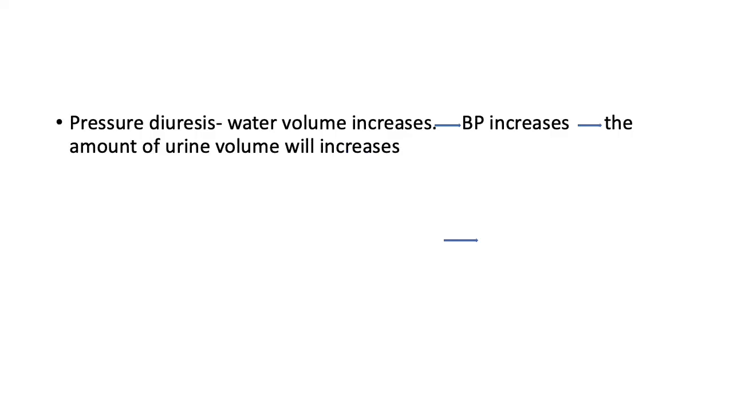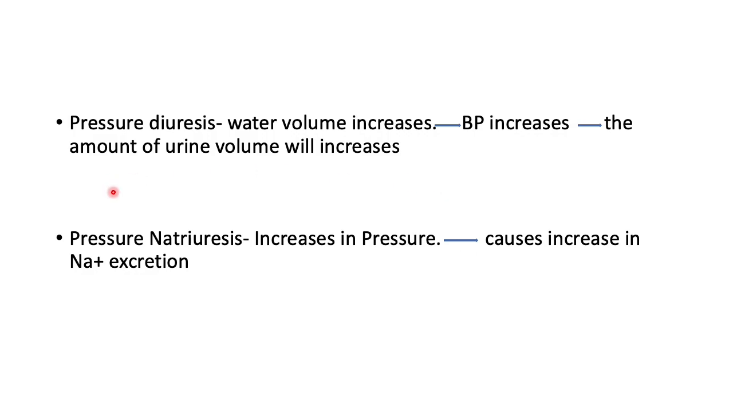Two terms you should know in between. One is pressure diuresis. Pressure diuresis is the increase in urine volume when the water volume or the blood volume is increasing, which ultimately increases the blood pressure. By this regulating mechanism, the urine volume is also increasing, and this is called pressure diuresis.